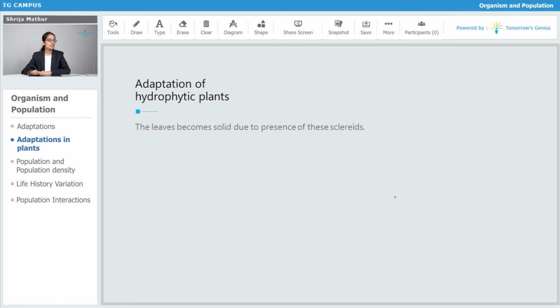The leaves become solid due to the presence of these sclereids. Sclereids are basically sclerenchyma tissue, which is responsible for providing mechanical strength. So it makes the plant very strong. The leaves of Victoria are the strongest and largest in diameter. This is an extra note point: the leaves of Victoria are strongest and have the largest diameter, approximately 1 meter.